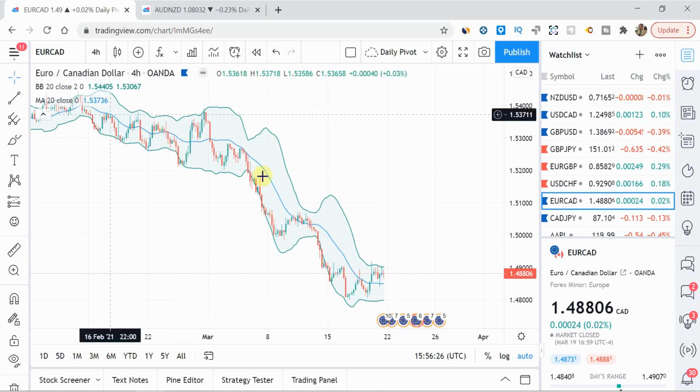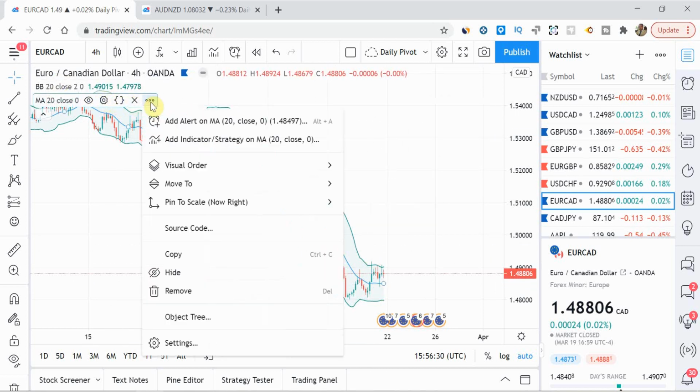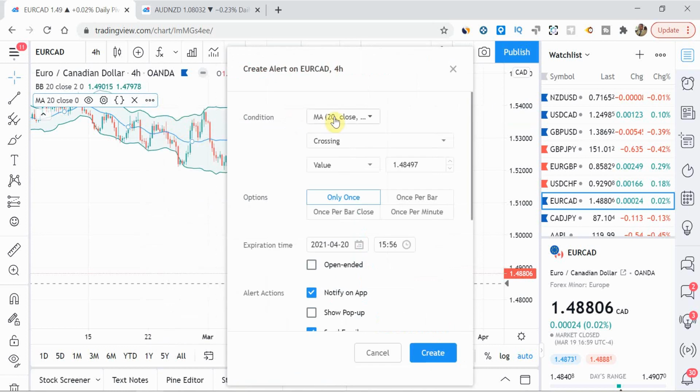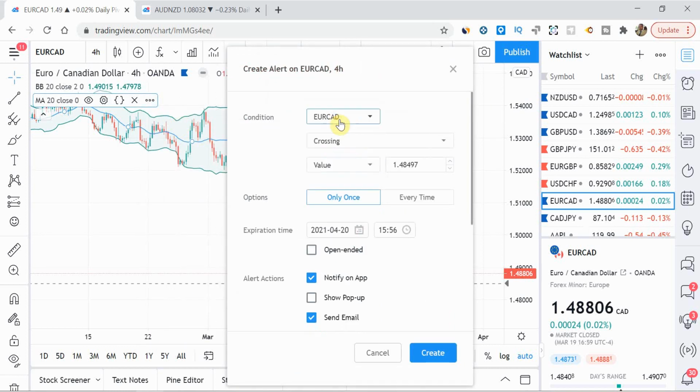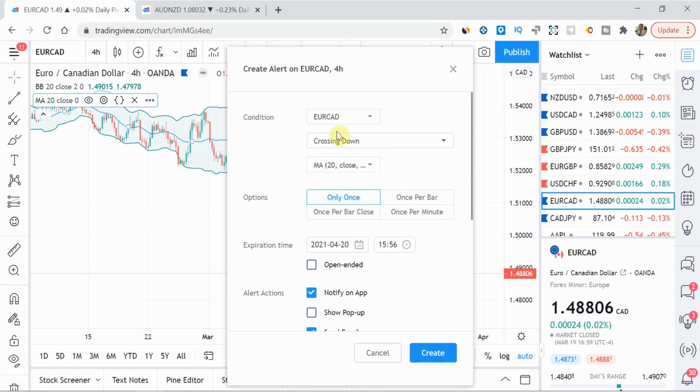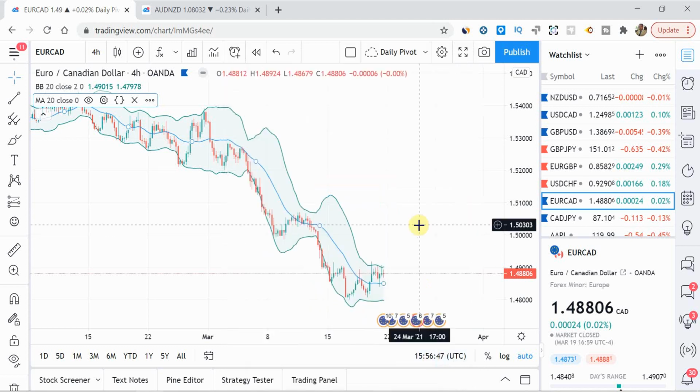So I've just got a 20-period moving average on here, and if you select the three dots and add an alert, go to condition: is the Eurocad crossing down the MA 20 period, so we want it crossing down only once. Notify me on the app, which is what I use, and hit create. So now my analysis is done.